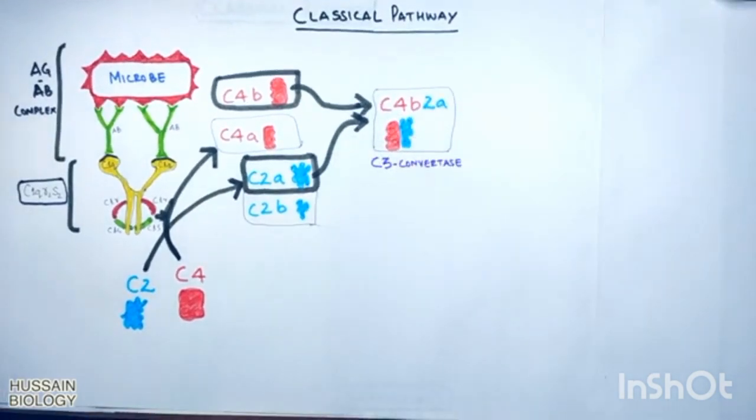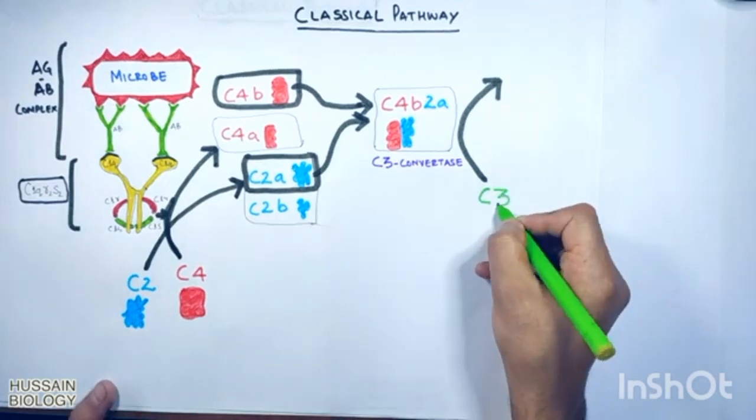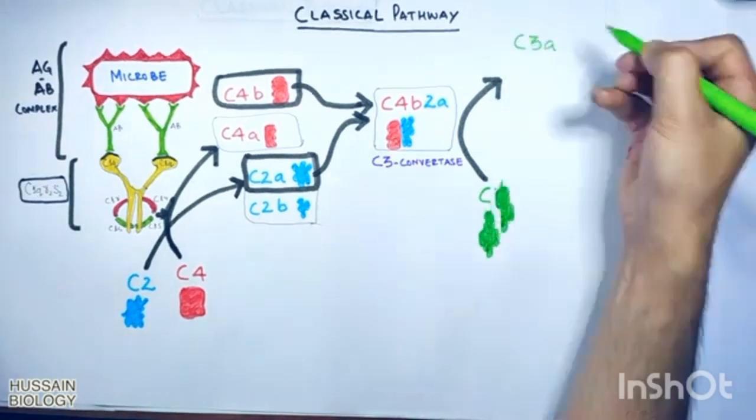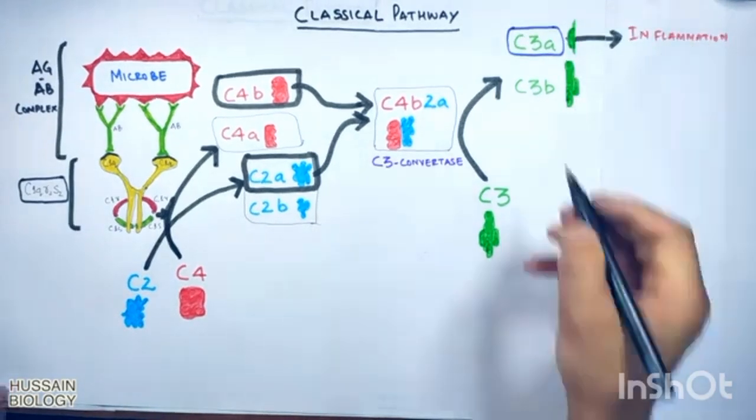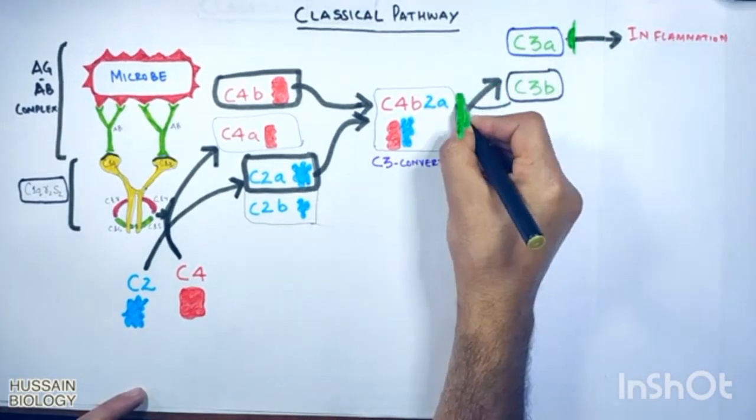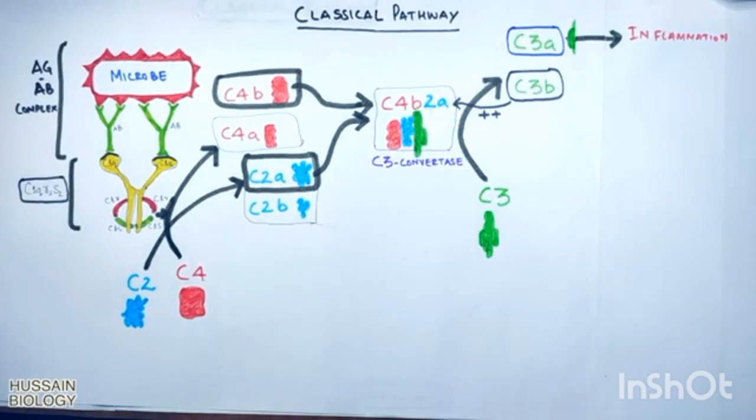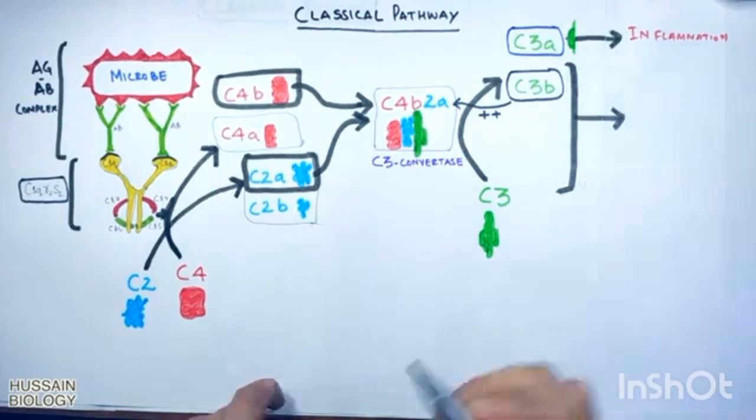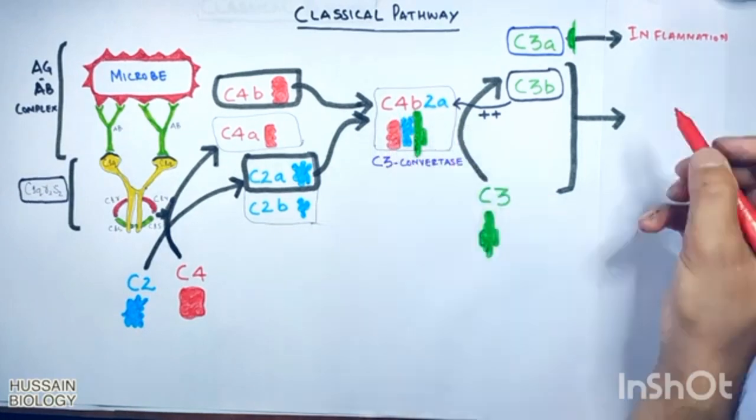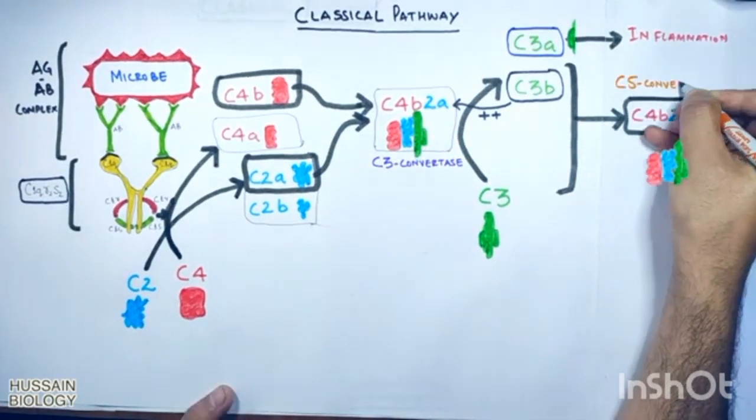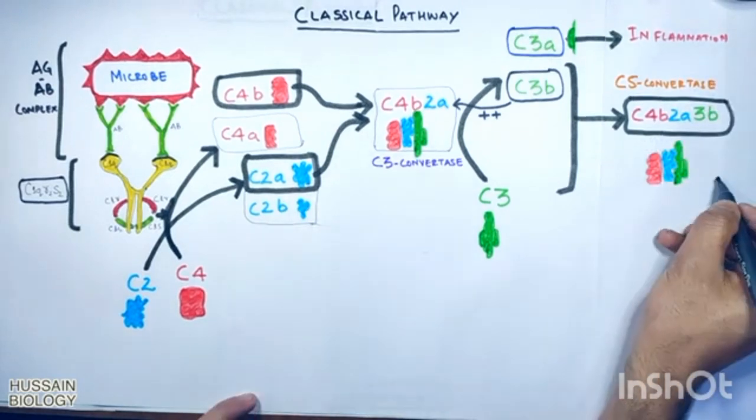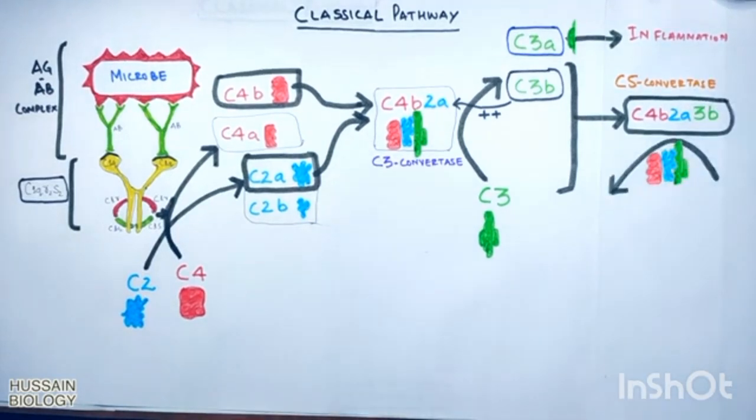So by its name, it works on C3 and cleaves or converts it into C3a and C3b. The C3a helps in inflammation, whereas C3b combines with the C3 convertase. Thus we end up with a new enzyme with the following combination: C4b2a3b, which is known by the name of C5 convertase. So in the next step, we see this C5 convertase acts upon C5 and converts it into C5a and C5b.